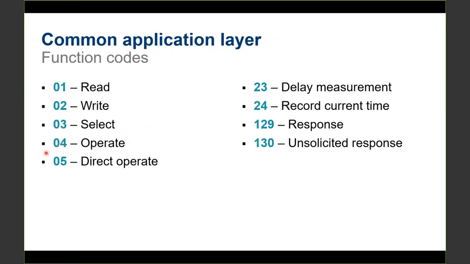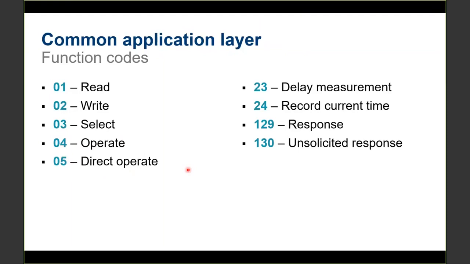But there is also one option to send a direct operate using function code 05. And in this way, the master station basically sends only one message asking the slave station to operate a binary output.